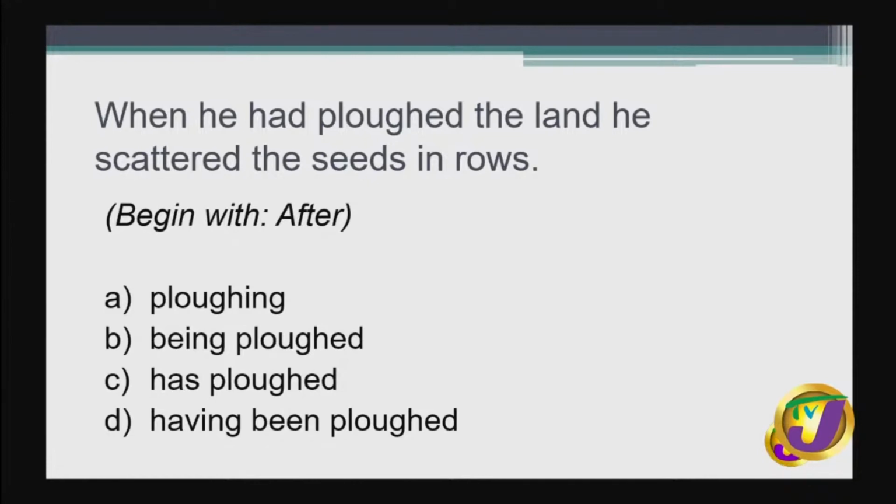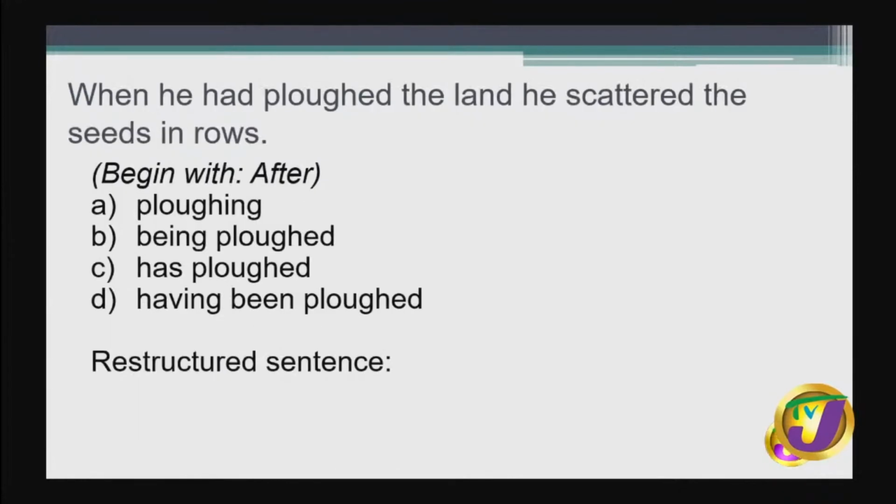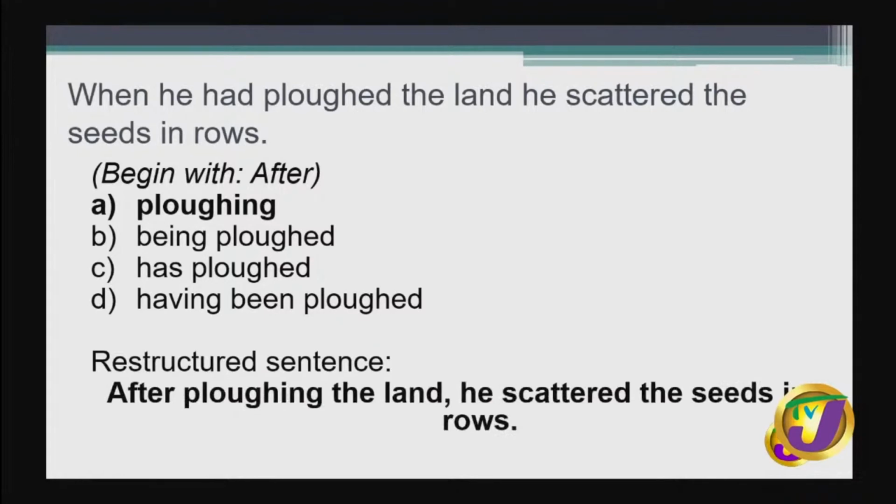Ready? Get your hands ready to clap or to hush somebody. After plowing. Yes, it's after plowing, so here is how it looks. After plowing the land, he scattered the seeds in rows. We have retained the full meaning of the sentence, even though we changed the first part of the sentence. So we changed the first part, but we did not do anything to the last part. We retained the integrity of that part.